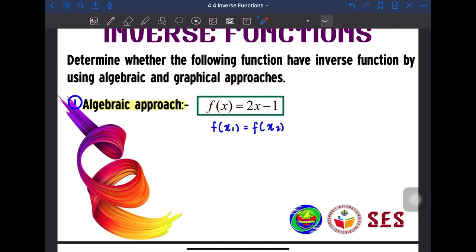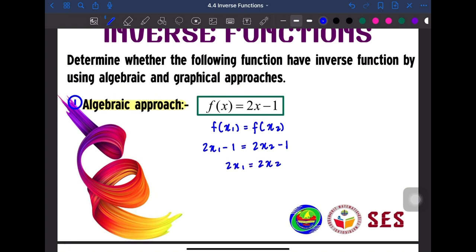So, sekarang input dia dah bertukar. Yang belah kiri input dia x1, yang belah kanan input dia x2. So, dia jadi 2x1 tolak 1, and then belah kanan jadi 2x2 tolak 1. Okay, so dua-dua belah negatif 1 kan. So, kalau saya pindah negatif 1 pergi sana, jadi plus 1, so jadi kosong. So, tinggallah 2x1 sama dengan 2x2.